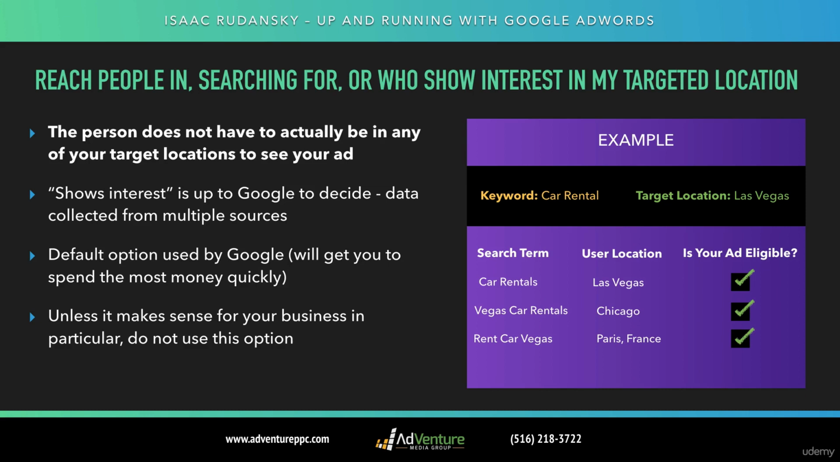So that's an overview of this first default option, reaching people in, searching for, or who show interest in your targeted locations. And once again, this would apply to all your targeted locations. So the same concept would apply even if you had multiple targeted locations loaded into your account. Let's take a look at the next targeting option.